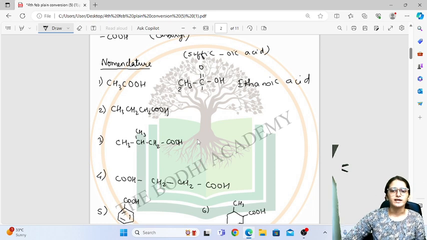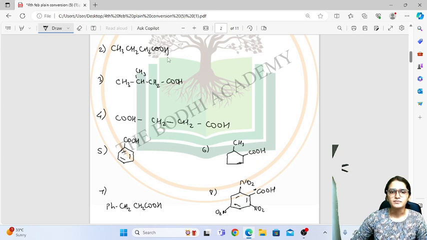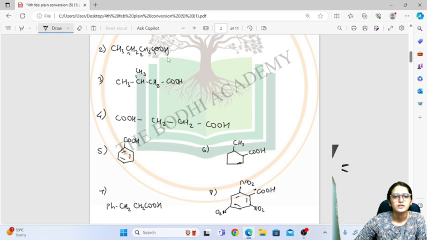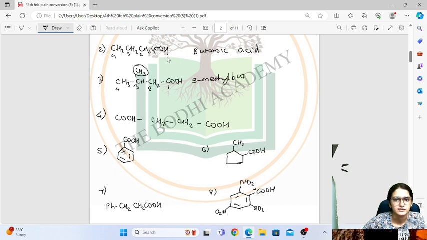Ethanoic acid. Similarly, the second compound. In this compound, how many carbons do we have? 1, 2, 3, 4. 4 carbons are there, so the name will be butanoic acid. Next, the third one. Here I have 1, 2, 3, 4, 4 carbons in a straight chain, and one carbon, or one methyl group, is attached as a substituent at the third position. So here the name will be 3-methyl butanoic acid.